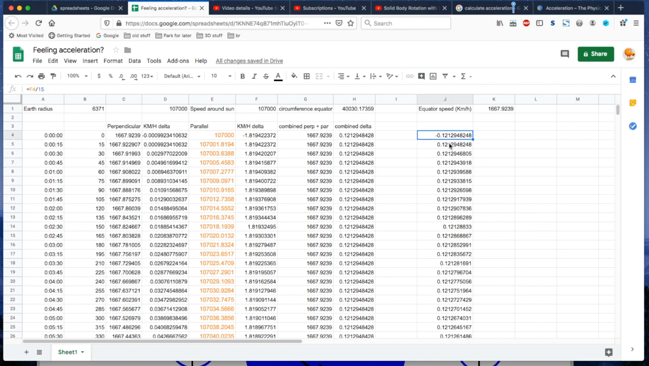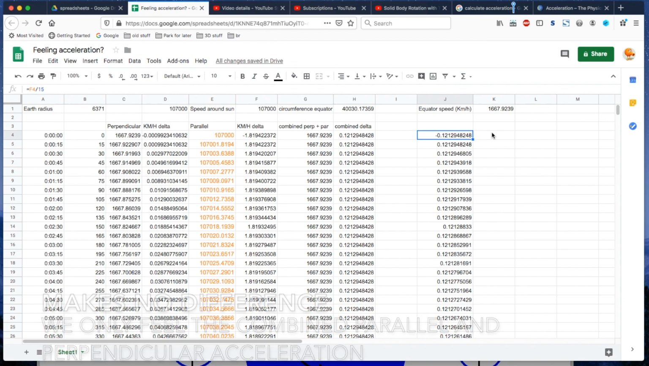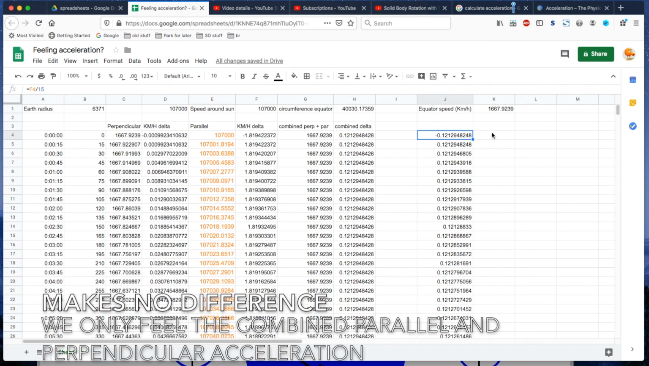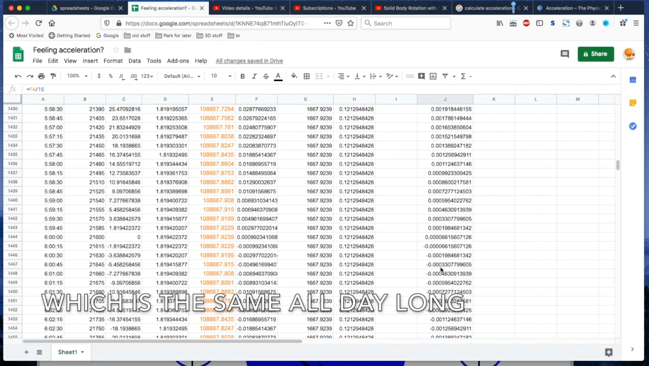So there you have it. By my calculations, I just added this extra column. This is the change in rate in kilometers per hour parallel to the Earth's rotation divided by 15. And it ranges anywhere between 0.121294828 kilometers per hour per second to essentially something closer to 0.